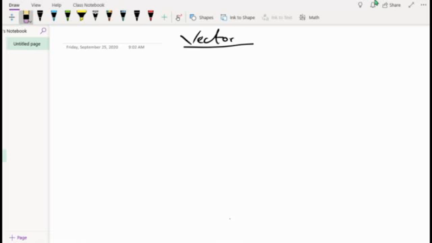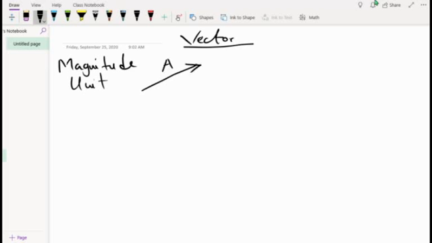So today we are going to look at magnitude of a vector and unit vector. When we talk about magnitude, when you have a vector, let's call this vector A, the magnitude is the length of this arrow, while the direction of the arrow indicates the direction.